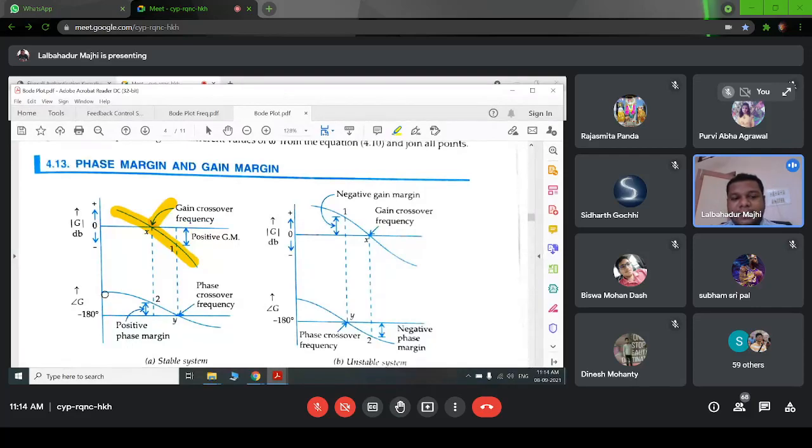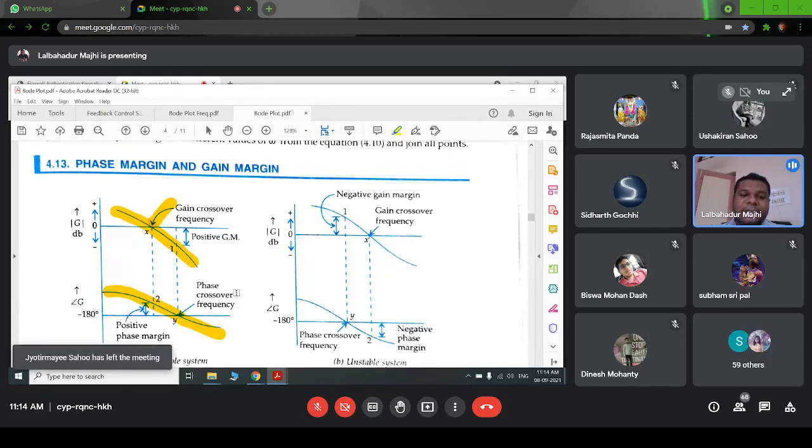Similarly, the phase crossover frequency will be the frequency at which this phase plot is intersecting the minus 180 degree line. Clear? Or we can say the phase angle of this open loop transfer function is minus 180 degree. So at that frequency it is known as phase crossover frequency. Clear? From this diagram we get the phase crossover frequency and gain crossover frequency.